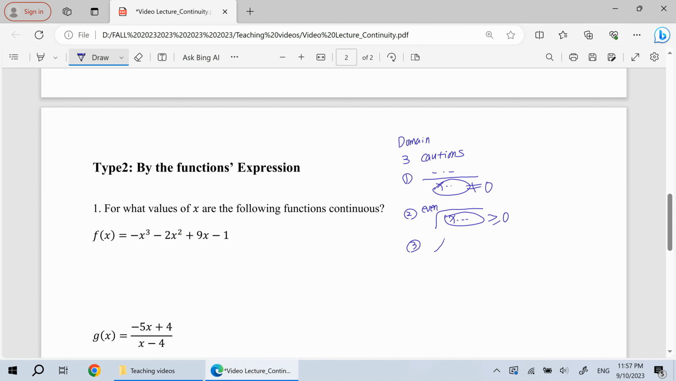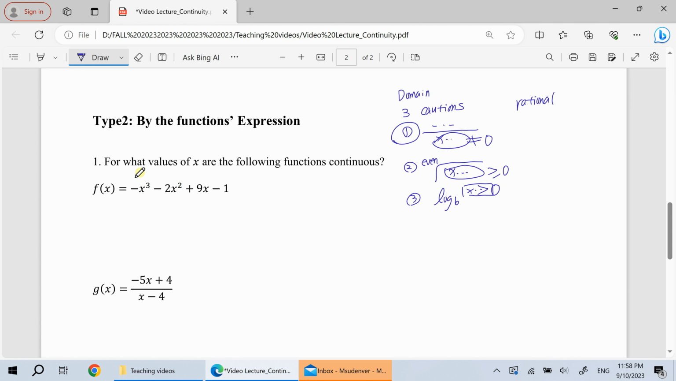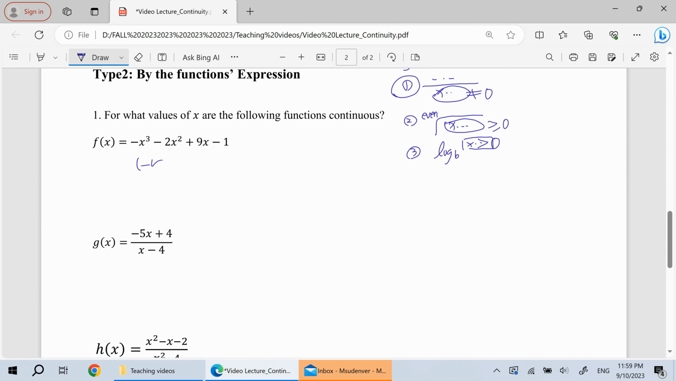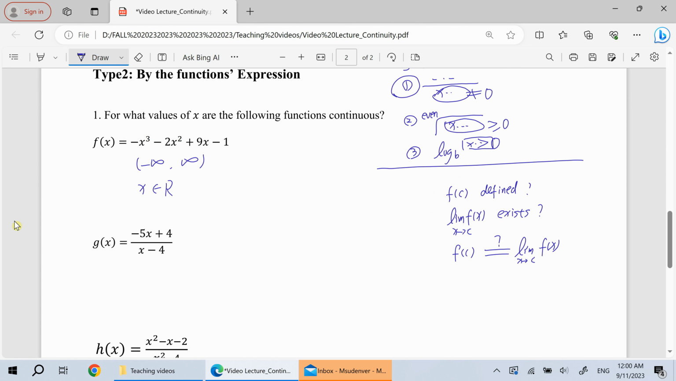The third caution is for the log. The argument part has to be positive. Here we only focus on the first caution because we are working on the rational functions. The first one is a polynomial function. x can be any real numbers, so it meets all three conditions. All the points can be approached, also can be arrived.